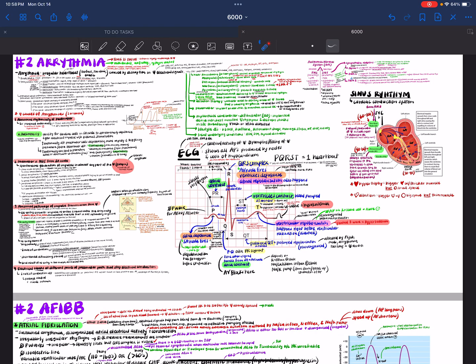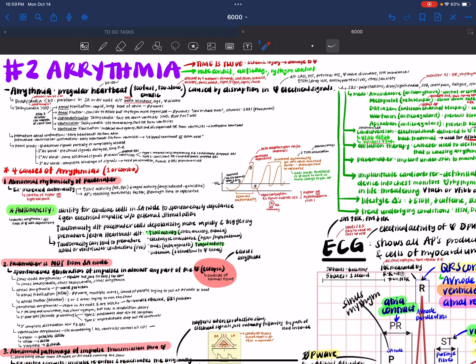All right, so let's talk about arrhythmias. So, an arrhythmia, time is tissue. Ischemic injury can lead to damage to the heart. The more extensive this is, the more damage to the heart. It's important for these arrhythmias to have rate control, anticoagulants, and rhythm control. Rate control can be done with metoprolol to help decrease heart rate, anticoagulants like warfarin, heparin, and rhythm control with amiodarone, even metoprolol sometimes.